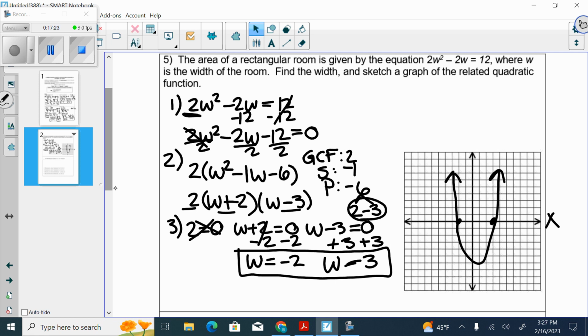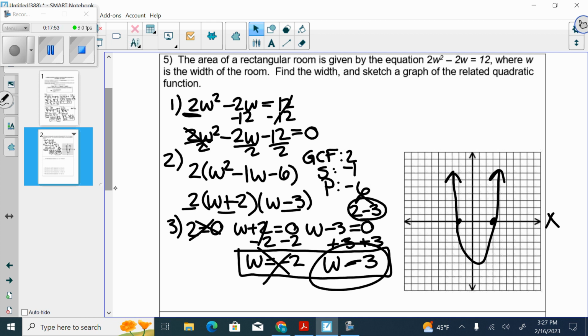Okay? All right, now they did ask which one is the width. Well, width is how wide something is, right? Have you ever heard somebody tell you that the width of a box is -2 feet? No, because width can't be negative. So it wouldn't be that one, right? It would only be the positive, because you can't have something -10 feet wide or -100 feet long, right? Only the positive answer. Good.